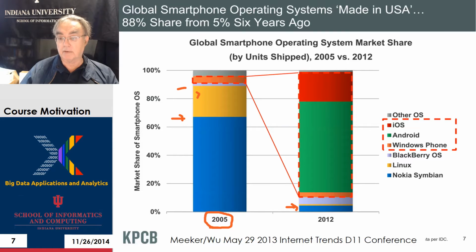And the dominant now, of course, is Apple, iOS, and the dominance of the commodity operating system, which is Android. So a drastic change. And of course, iOS and Android in some sense are made in USA, which is the origin of this comment in the title here.